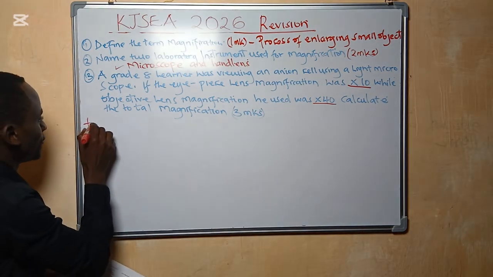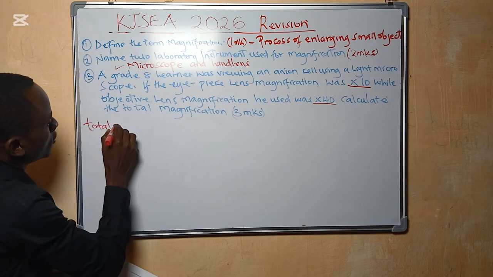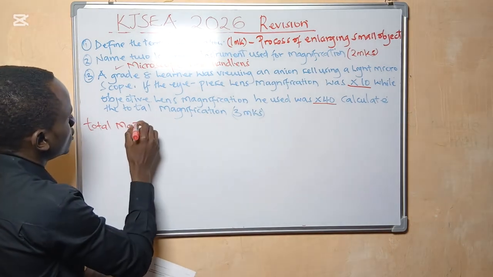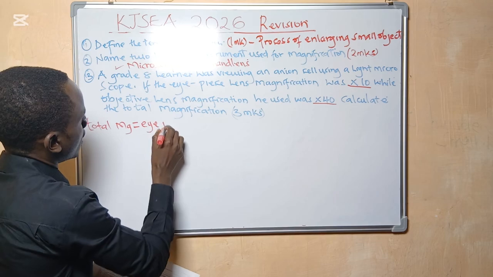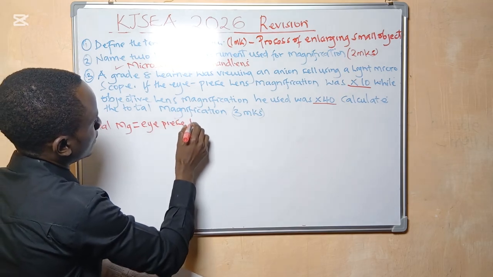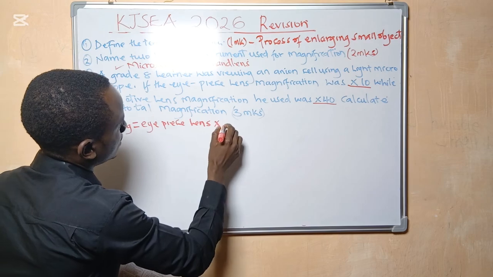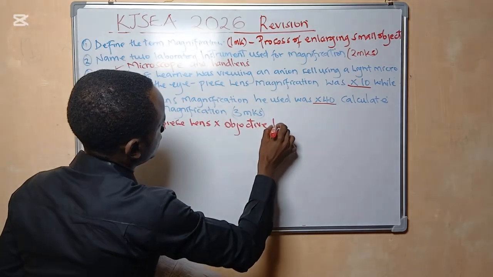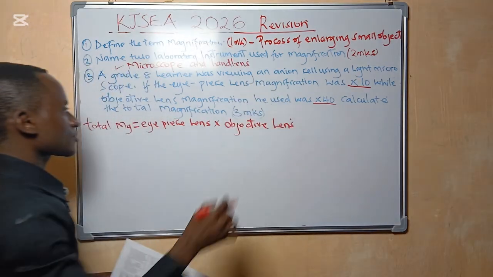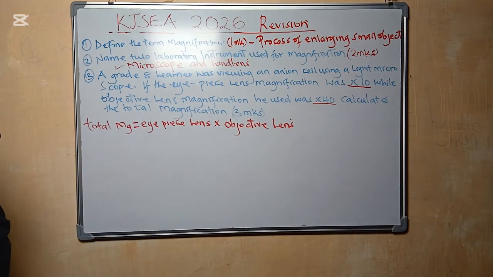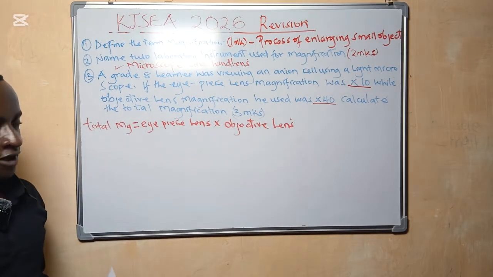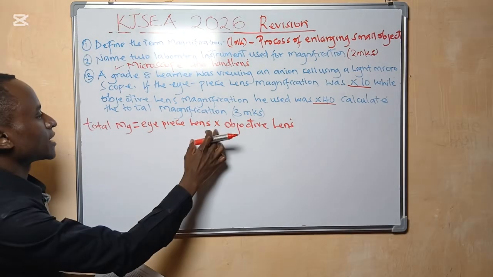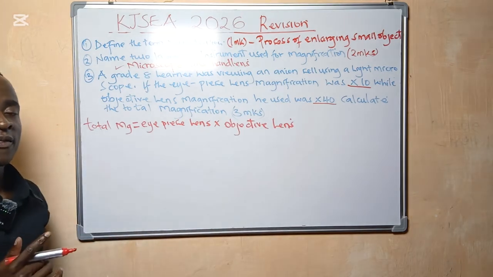So total magnification, let me write MG, total magnification is equal to eyepiece lens times objective lens. This is the formula of getting the total magnification. The total magnification is equal to eyepiece lens times objective lens.